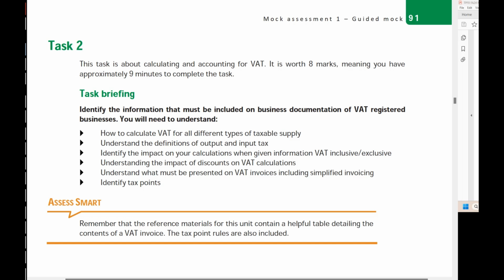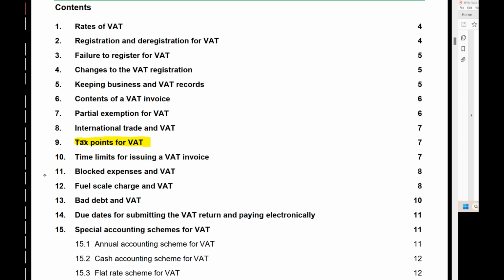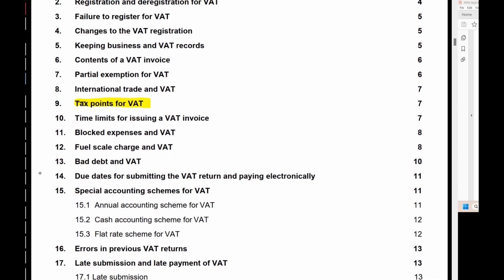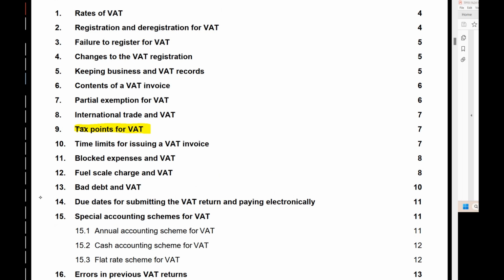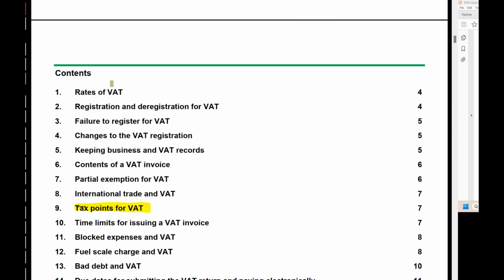We have a helpful table that shows the contents of VAT invoices. I'd definitely point you towards that one. And we also have the rules on tax points included in the reference material as well. So tax points are here, section 9. And then contents of a VAT invoice. Oh, it's hyperlinked, so it's just taking me straight there. Contents of a VAT invoice are there.